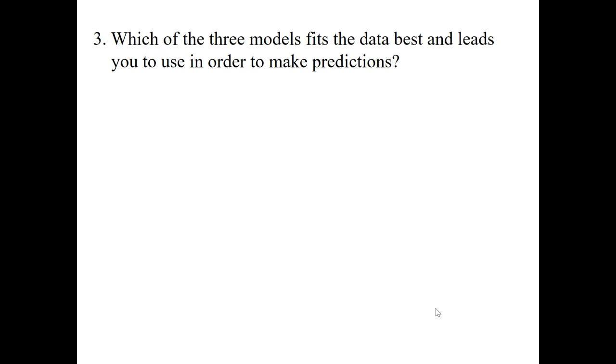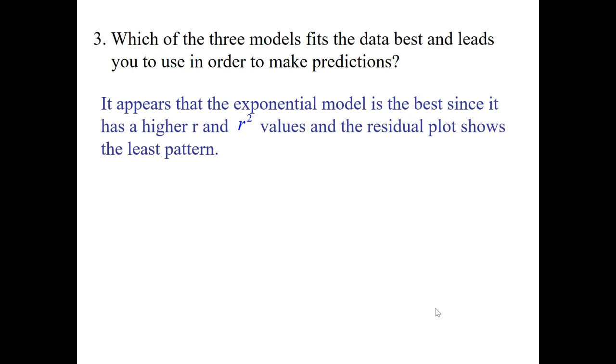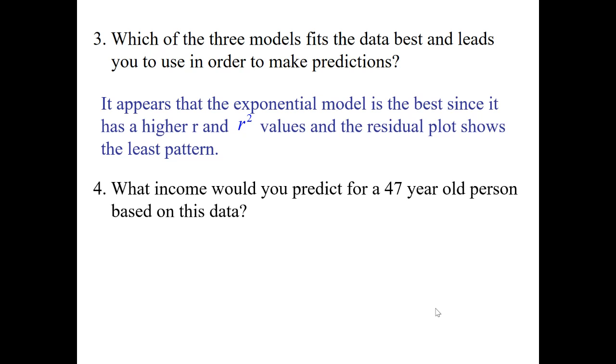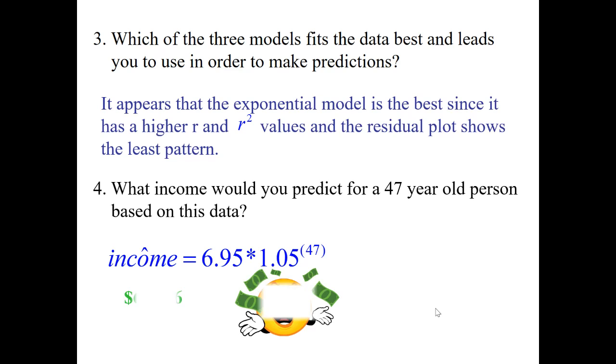So of all three, which looks like it best fits our data? Well, pretty clearly it looks like the exponential. It has the highest R squared, and the residuals had the least pattern to it. So what income could I predict for a 47-year-old based on that data? Take a moment, look back at your data, plug in the age for a 47-year-old. If I use our predicted income equals 6.95 times 1.05 to the power of the age, I come up with a predicted income of about $68,846. Now, if you put it in this calculator, remember it came out as actually 68.846, but our income was being measured in thousands. So don't forget, we'd have to convert that back.